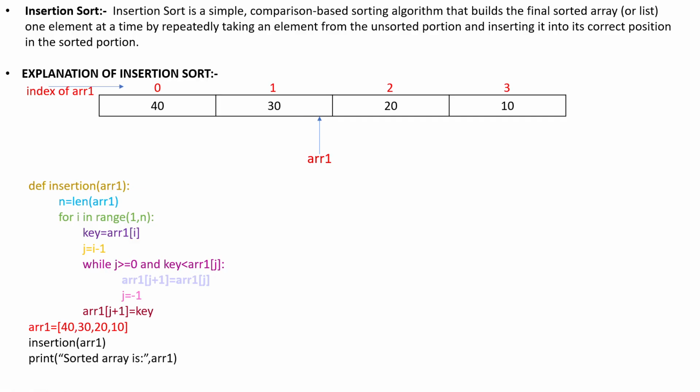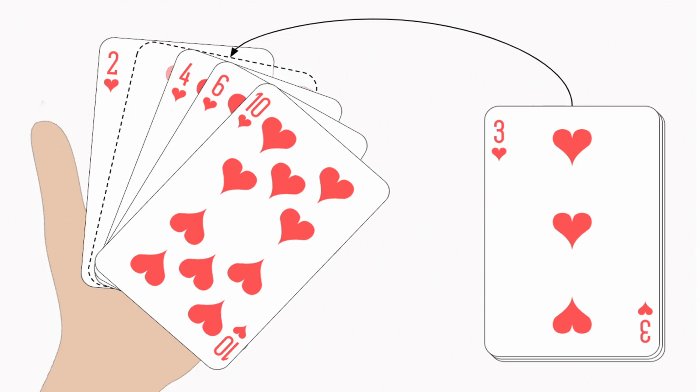Let's take one example of cards. When we are playing cards, what do we do? We arrange the cards in a sequential order. Now, how do we arrange the cards in a sequential order? For example, we have 2, 4, 6, and 10 cards in our hand, and the next card we have picked up is 3.